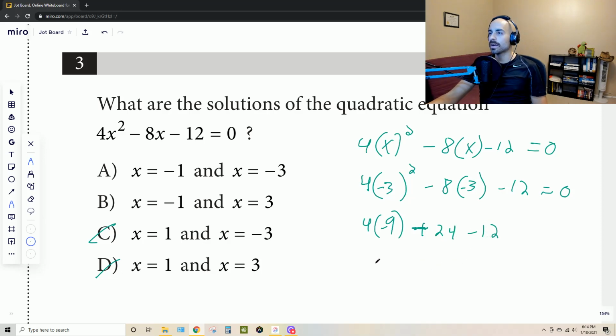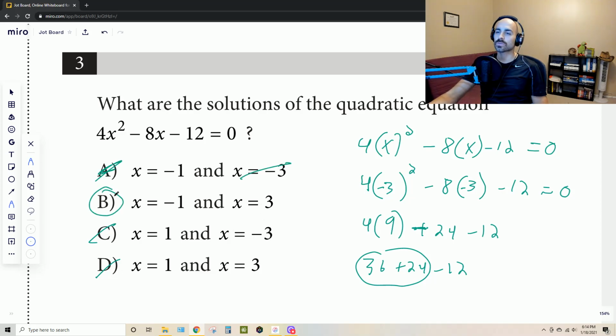And then now we have 4 times 9. This is positive now because it's squared. And then 4 times 9 is 36 plus 24 minus 12. And I can tell that this number is going to be way too big, that after subtracting 12, it's not going to give it to us. So that eliminates this as a possible answer choice, which only leaves us with B.